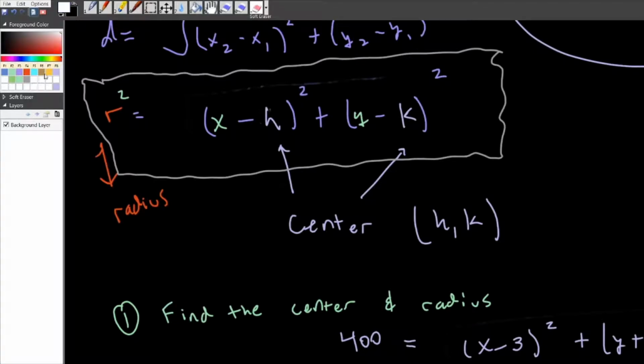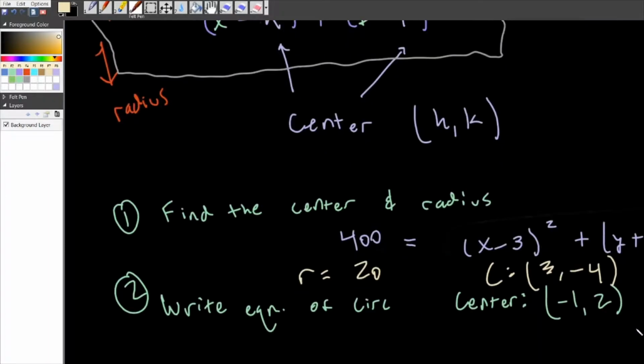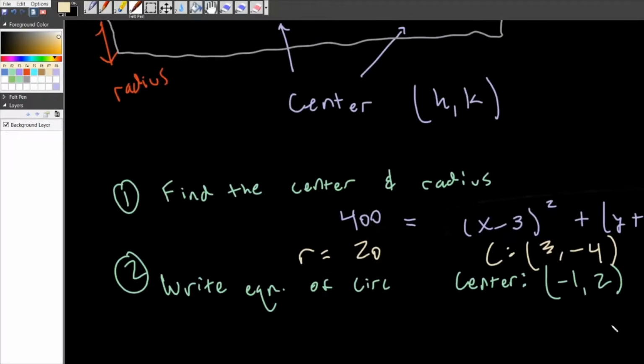Let's take a look. So our radius here is square root of 400. We get 20. And our center is going to be positive 3 comma negative 4. And so for number 2 here, we would have r squared, so 49 equals x plus 1 squared plus y minus 2 squared. Any questions about these two?